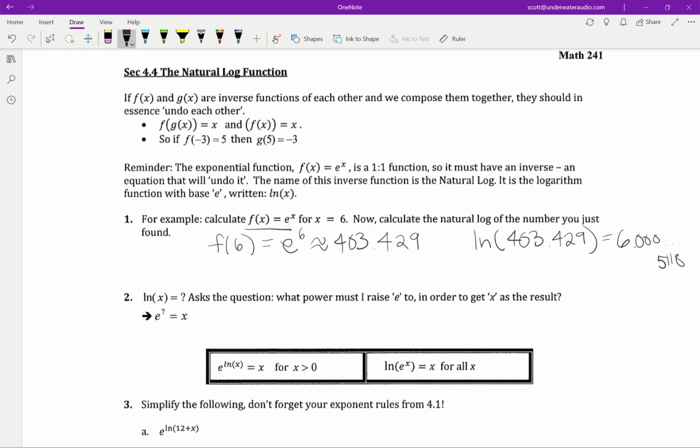So you might be asking yourself, well, that's not exactly 6, and that's because what I typed into my calculator wasn't exactly 6 either. So let's see what happens if we instead do the natural log of e to the 6th. If I put that into my calculator, my hope is that I'll get straight up 6. And that is what I get. So the natural log and e, they cancel each other out.